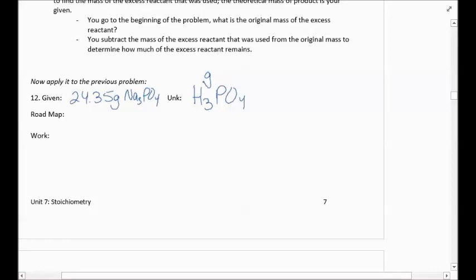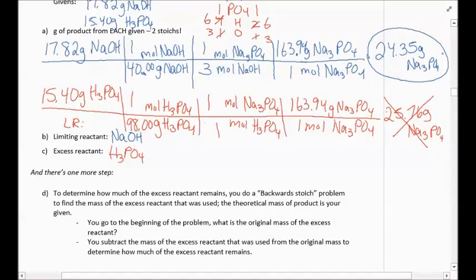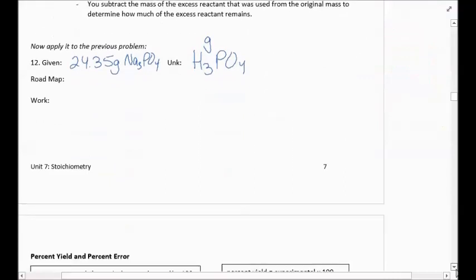So if you take a look at the last part, we're taking the amount of sodium phosphate that was used, and we're trying to figure out how much phosphoric acid was actually used in the reaction, how much is left over. So we made this much. We want to figure out how much of the phosphoric acid is used. We know, based on our answers, that a little bit wasn't used. It's probably not going to be a lot. So we're going to do another stoich problem.